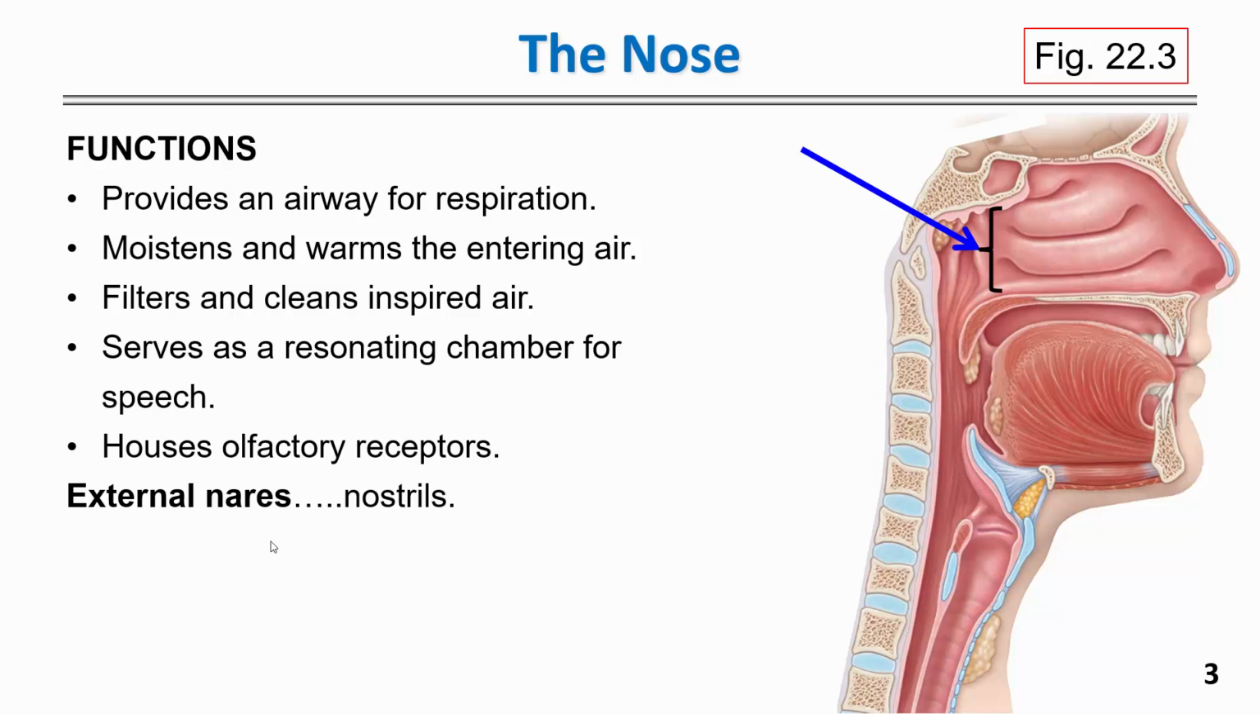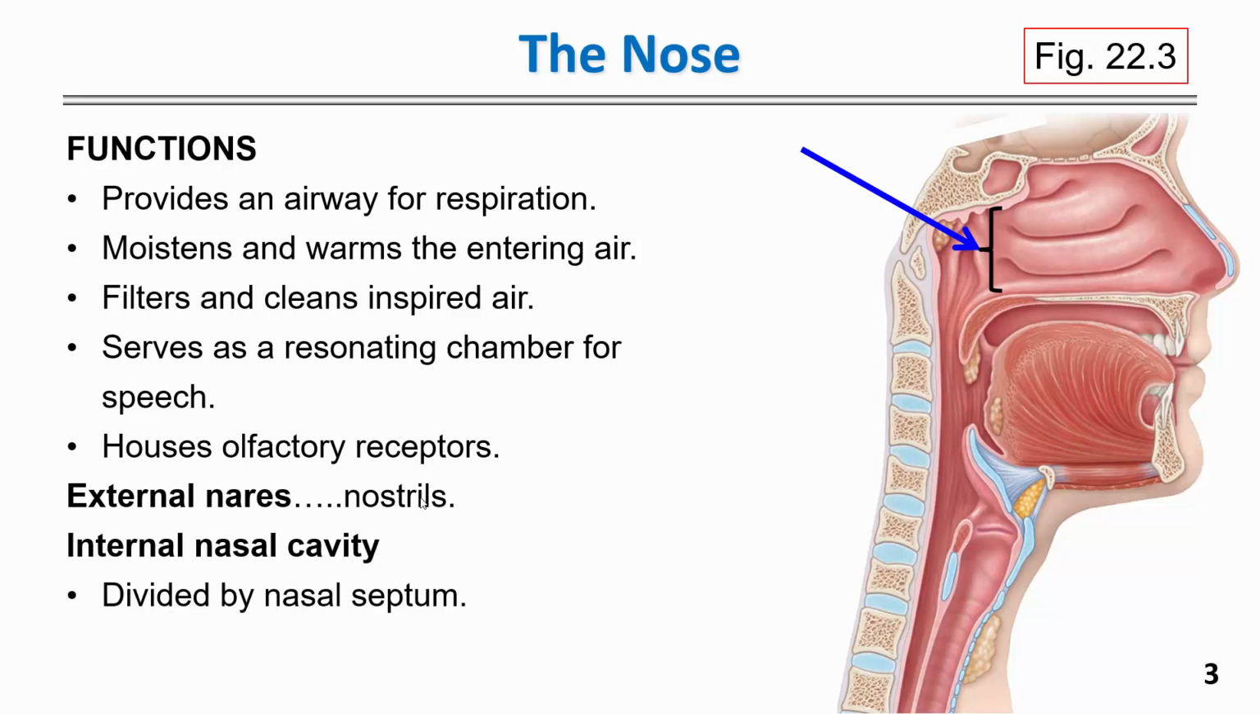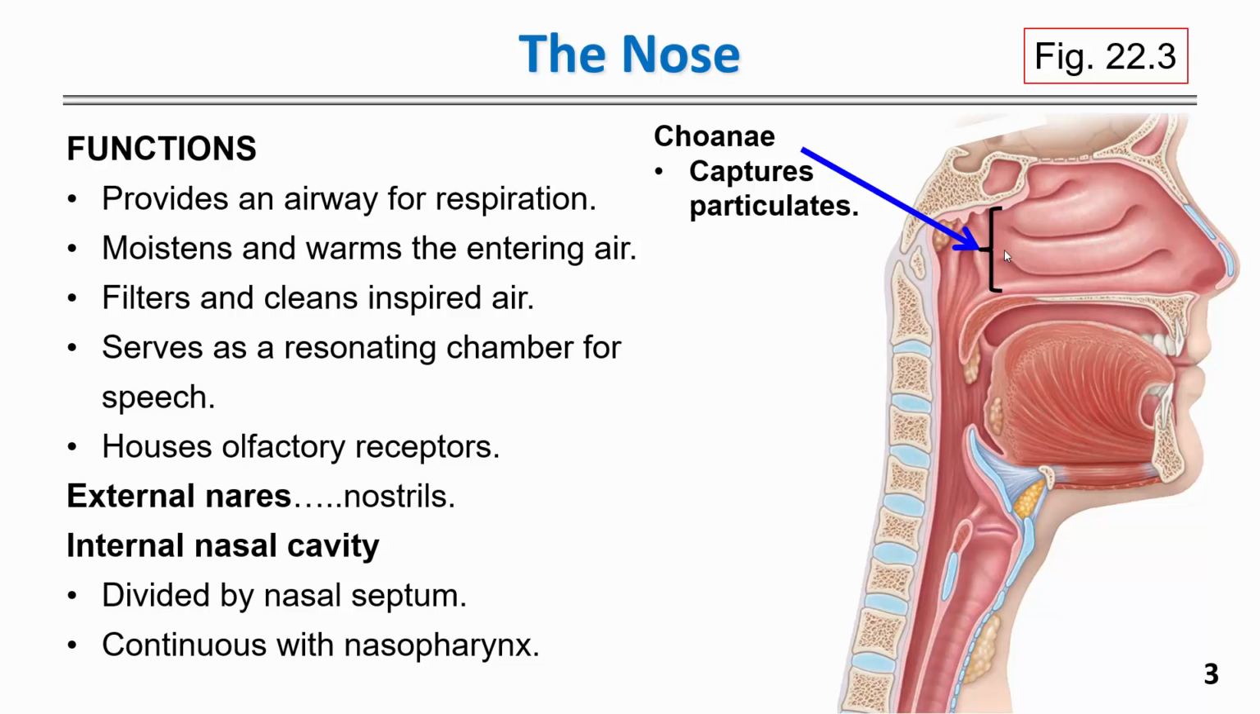The external nares are just simply referred to as the nostrils, and the internal nasal cavity is divided by what's called a nasal septum, and the nasal cavity is continuous with what's called the nasopharynx, as we'll see on the next slide. Note that we have these ridges located towards the posterior side of the nasal cavity called choanae, and the choanae function to capture various particulates.